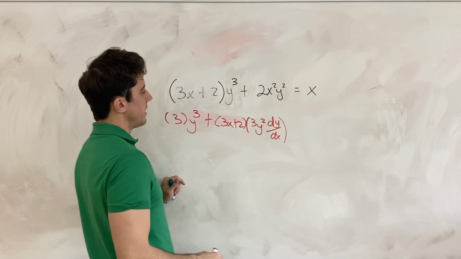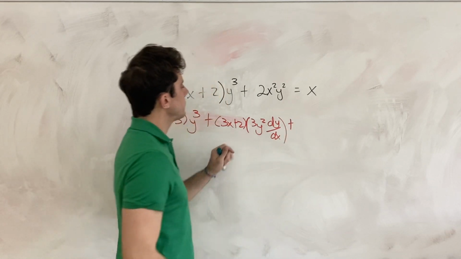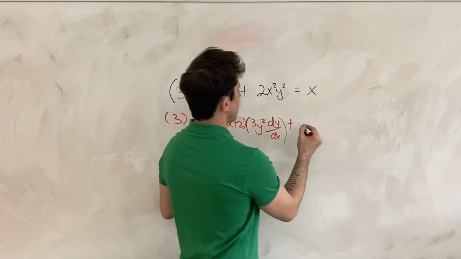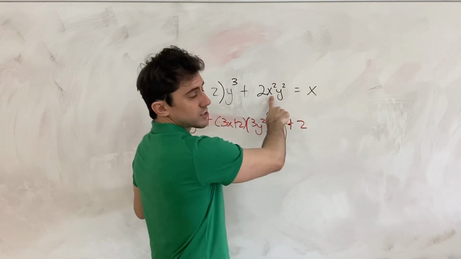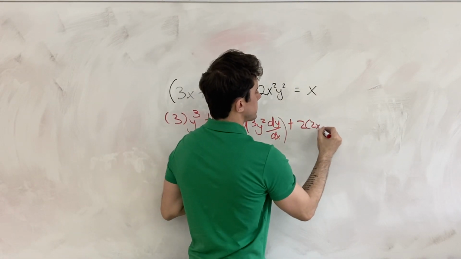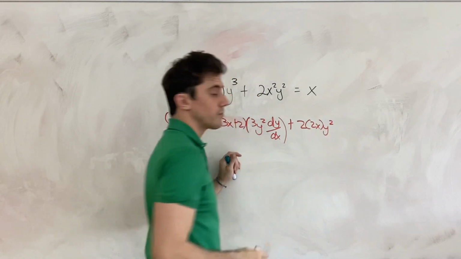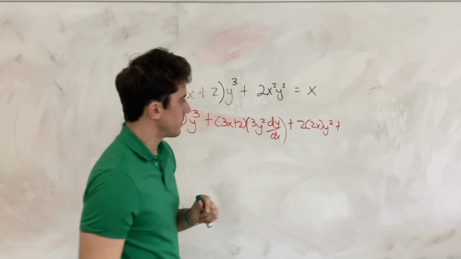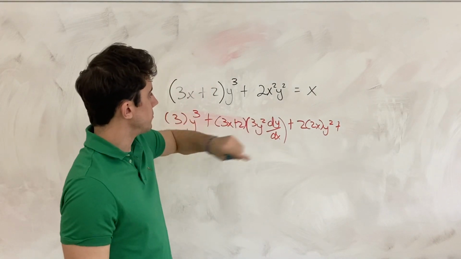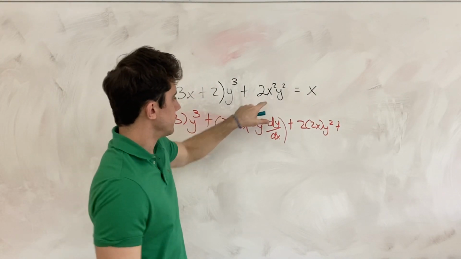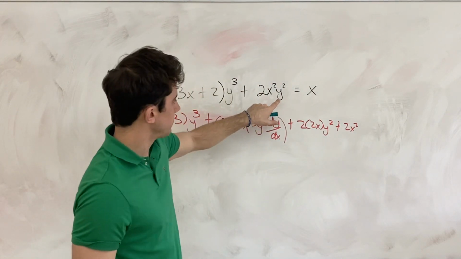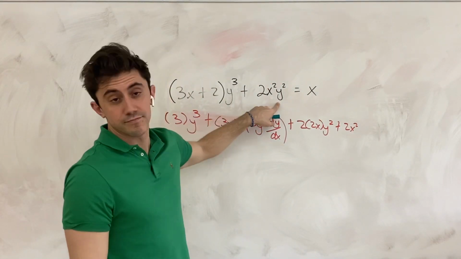So then we can move on to that second term, the 2x squared y squared. So we'll again use product rule. So we'll have 2 times the derivative of x squared, namely 2x, times y squared, right? And applying the product rule means we also differentiate that second part. So plus 2 times x squared times the derivative of y squared.